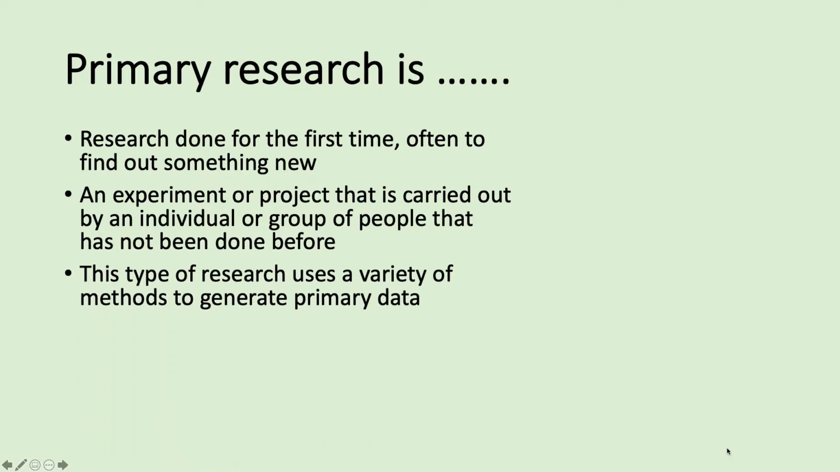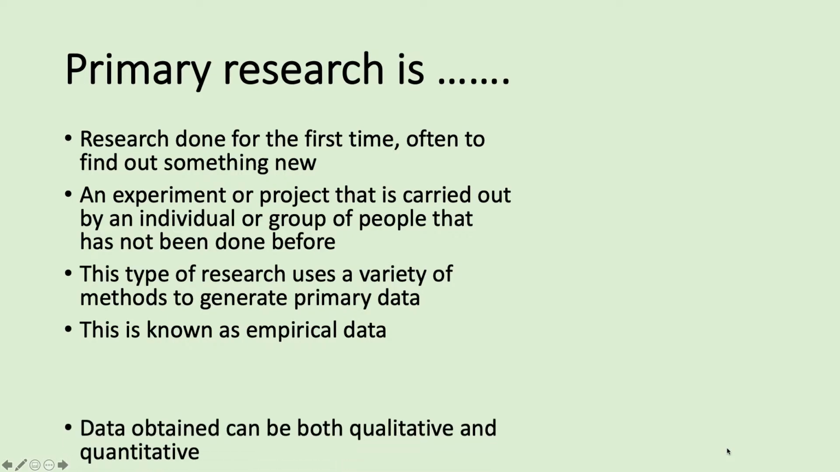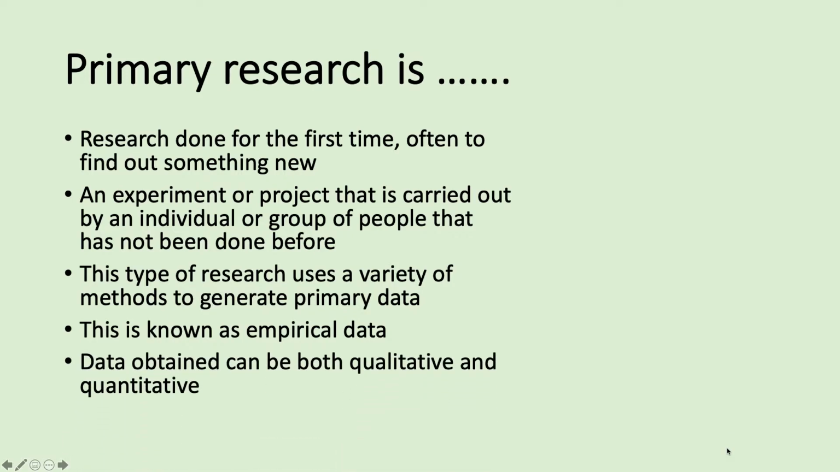And it uses a variety of different methods to generate primary data, which is known as empirical data. So if data is empirical, it means it has been found based on research and primary research methods. And the data obtained, as you know, can be both qualitative and quantitative. So we can get statistics, facts, figures, but we can also get more detailed research as well, like feelings and attitudes and opinions and responses. So primary research is really, really important.